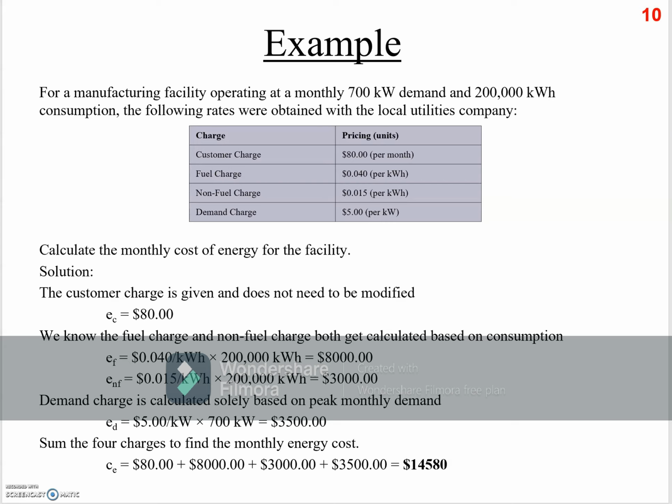So in order to calculate the monthly cost of energy, the customer charge is given, so that no longer needs to be calculated. We know the fuel charge and the non-fuel charge both get calculated based on consumption. And then we know that the demand charge is calculated solely based on peak monthly demand. And so lastly, you sum up the four charges and you get a total of $14,580.